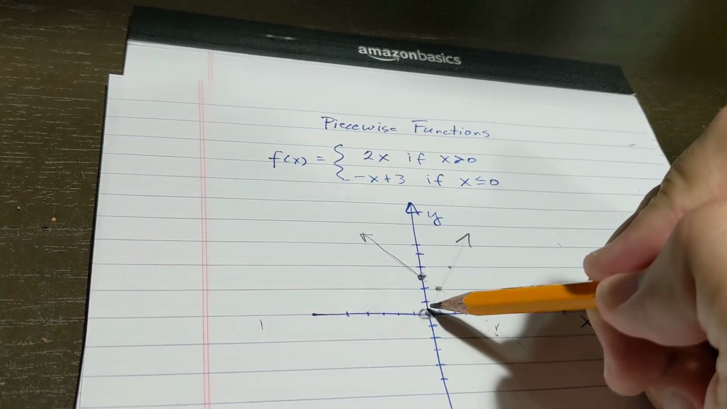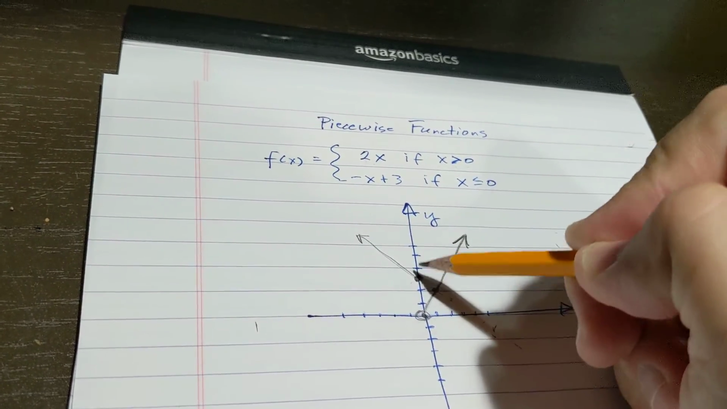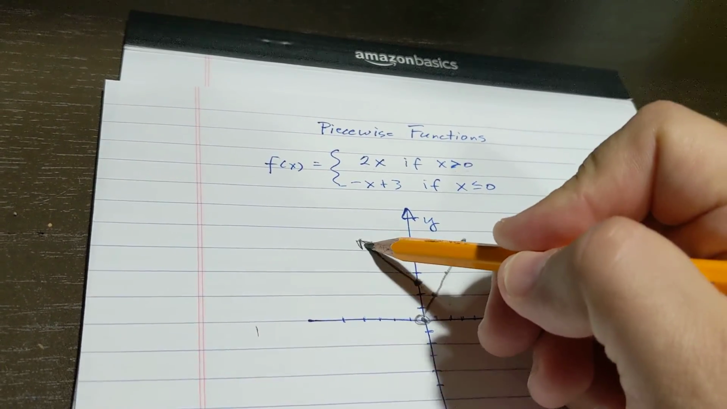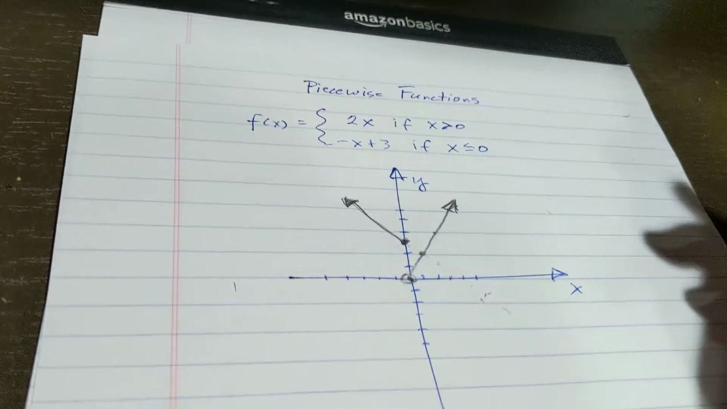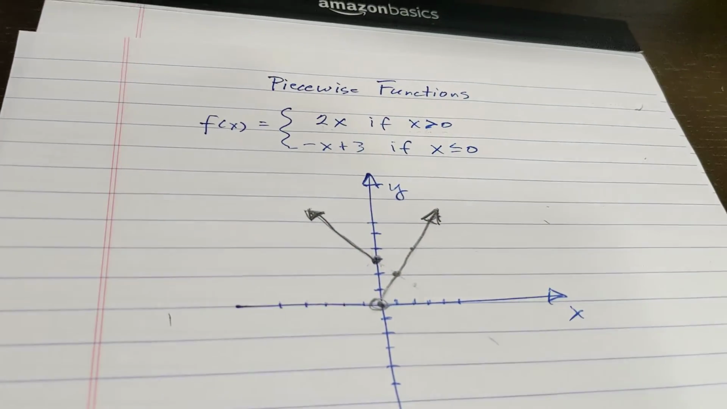So here's what I have. I have an open circle here, and this is going this way. And then I have a colored in circle here, and this is going this way, and it stops there. So this is what my piecewise function looks like.